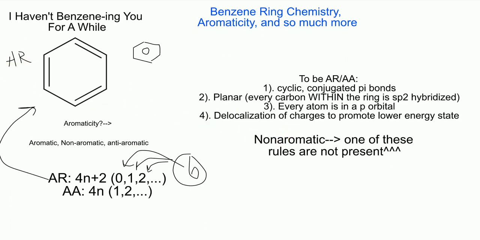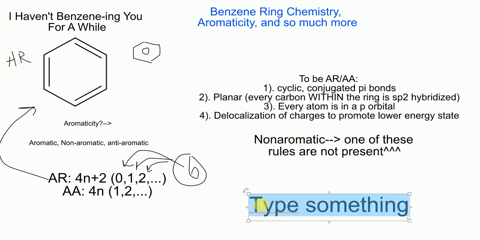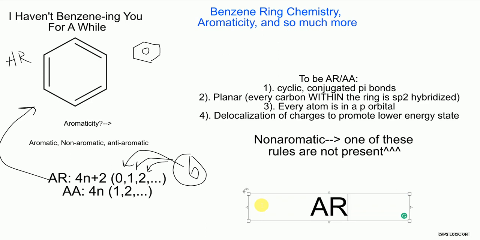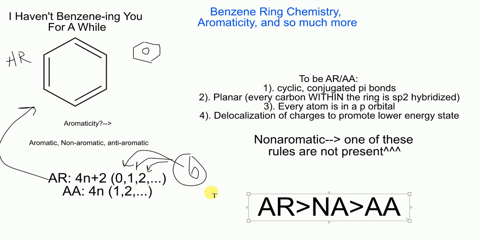All right. The final thing left to talk about with this is, how do I know what's more stable? Is aromatic more stable than anti-aromatic? Is non-aromatic more stable than aromatic? And essentially, what we have is aromatic compounds are more stable than non-aromatic compounds, and anti-aromatic compounds are less stable than all of them. Okay. So whenever you're ranking based on stability or the energy of the compounds, we're going to be ranking in this order. Okay, aromatic, non-aromatic, anti-aromatic.